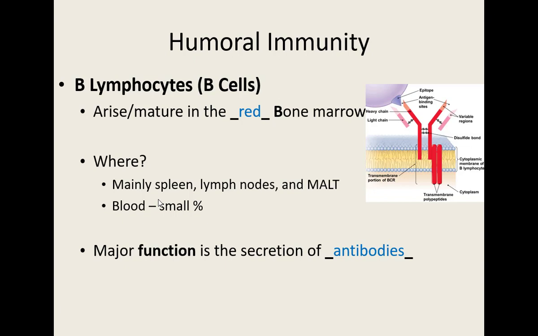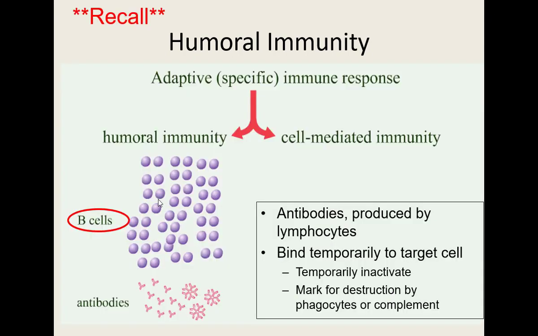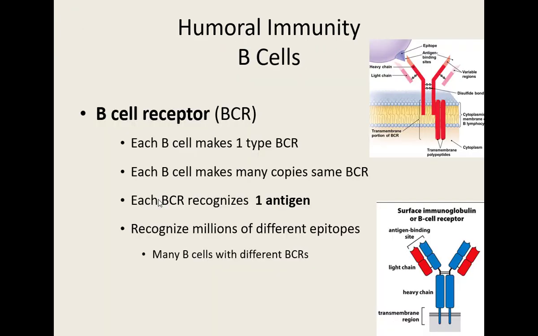But I'll talk more about it making antibodies coming up. So again, my recall of my humoral immune branch, the humoral immune branch involves B cells, and ultimately its job is to make antibodies. Now, on a B cell, here's my B cell.